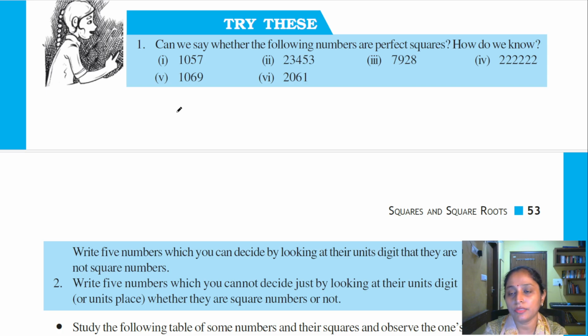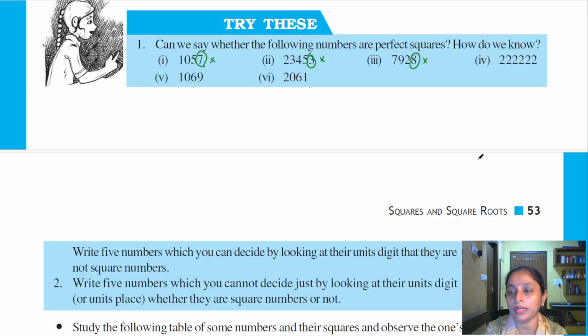Can we say whether the following numbers are perfect squares? How do we know? Like we discussed, we have to look at the ones digit. If the ones digit is 7, I can conclude that it is not a perfect square. We have discussed this. So yes, here it is not a perfect square. If it ends with 3, again I can conclude that it's not a perfect square. If it ends with 8, I can conclude that it is not a perfect square. If it ends with 2, I can conclude that it's not a perfect square, right?